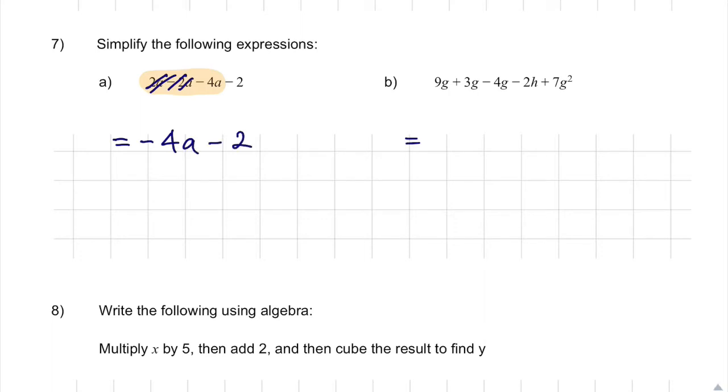Part B, let's highlight again. I've got a G term, another G term, another G term here. Now the one on the end is a G squared, so that is not like the other G terms. So dealing with the G terms, I've got 9G plus the 3G, that's 12G. 12G minus 4G, well that is 8G, minus the 2H, plus 7G squared.